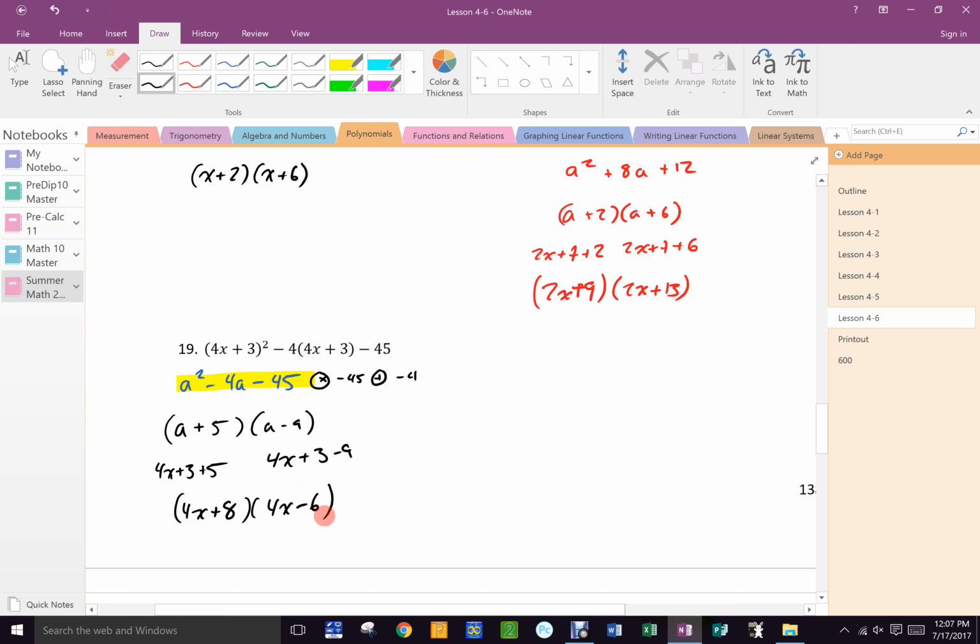Now, if this was regular class, I would expand this all out, collect all my like terms, and prove to you that it works. But it's not. It's summer school. But you shouldn't have any trouble believing me, because it's pretty easy to see when you actually write it all the way out. Yes? Everybody good?